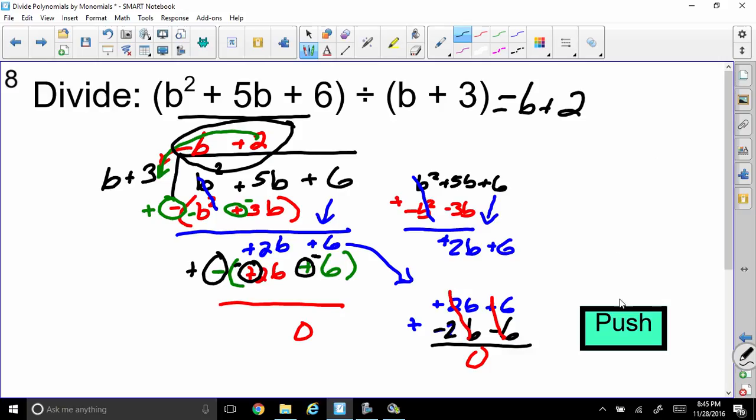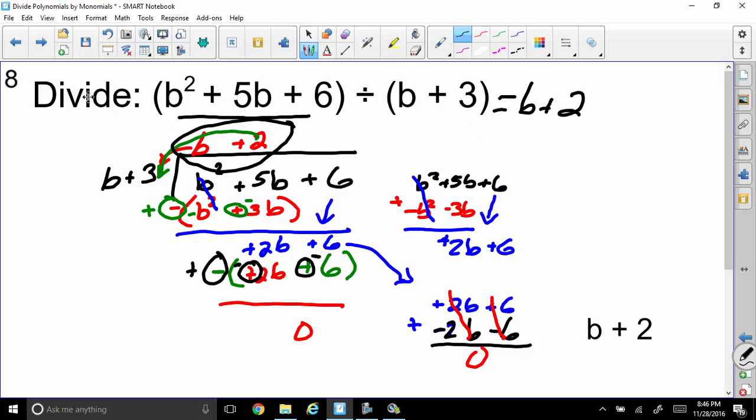So let's check it. Here's another way you can check it just to make sure you got it right. If you take b plus 2 and multiply it by b plus 3, you'll get b squared plus 5b plus 6. And if you forgot how to multiply polynomials, check out my video on FOIL.